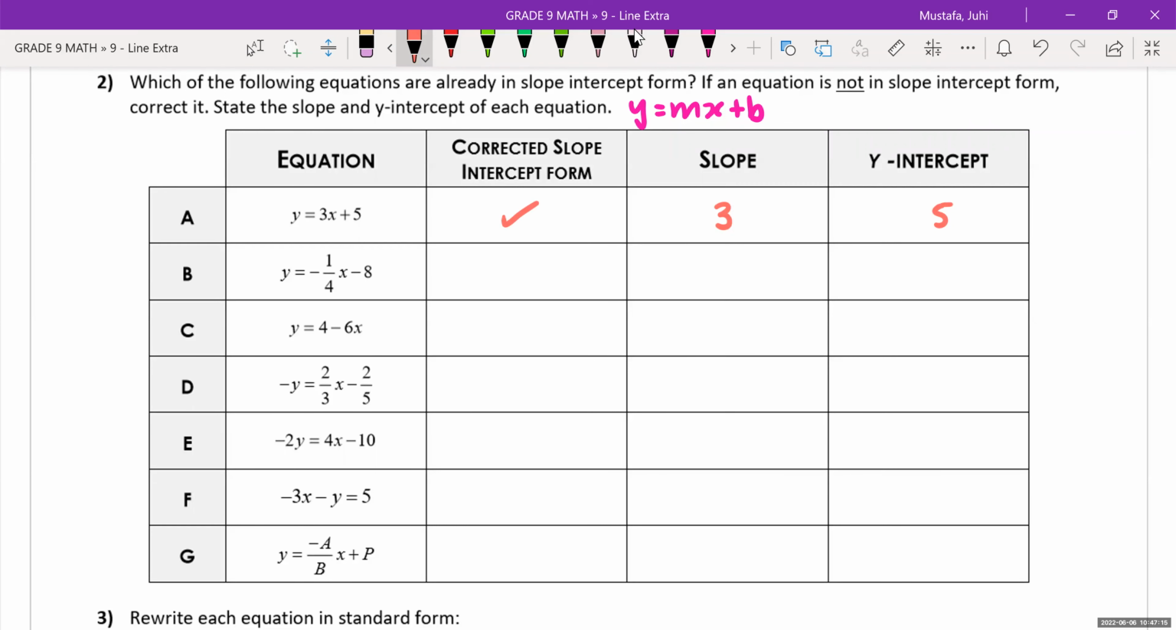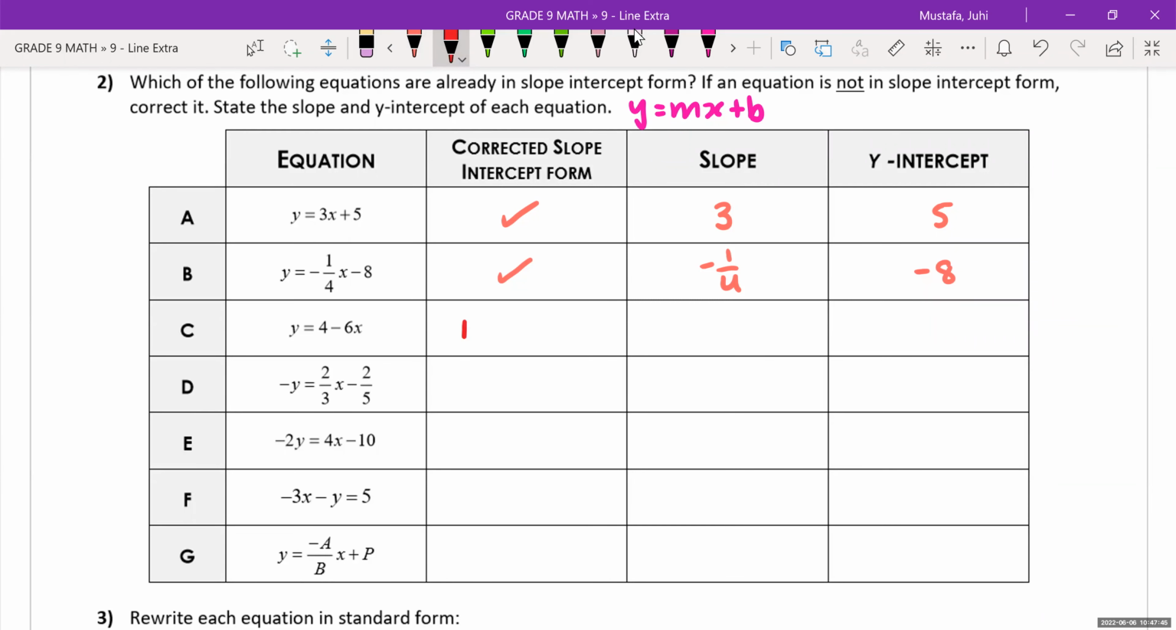Question B, is that in slope-intercept form? Yeah, because remember, y is equal to mx plus b is not so picky. You can have fractions, you can have decimals, you can have negative numbers. As long as the y is by itself and everything else is on the other side, it's fine. So the slope here is -1/4, and the y-intercept is -8.